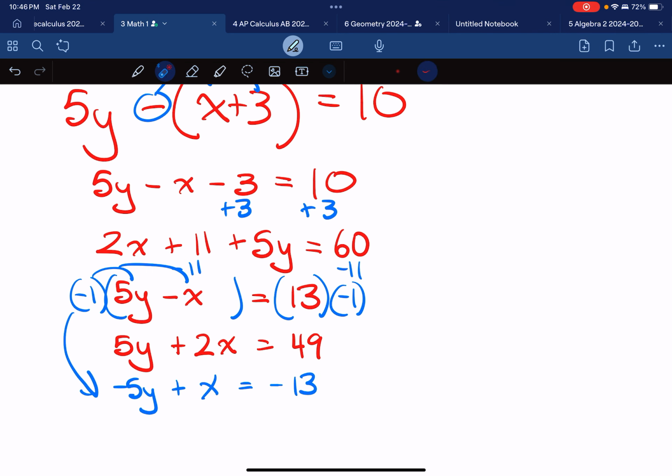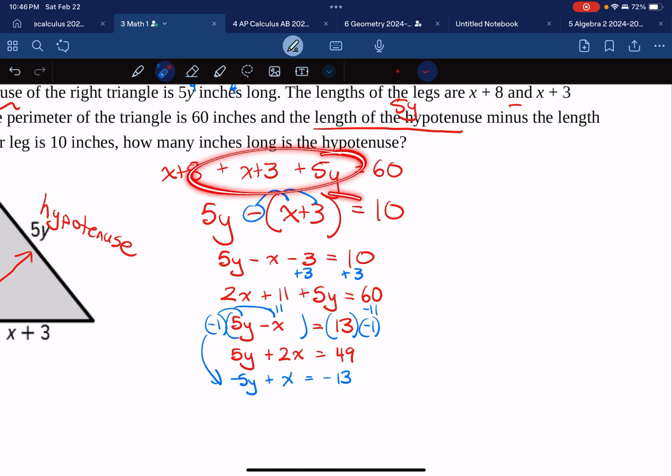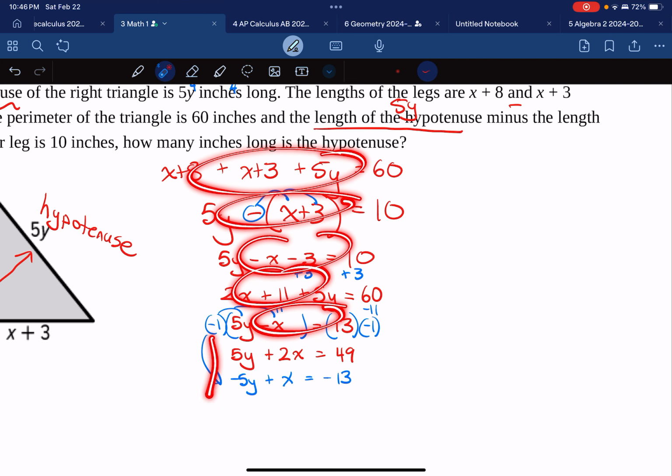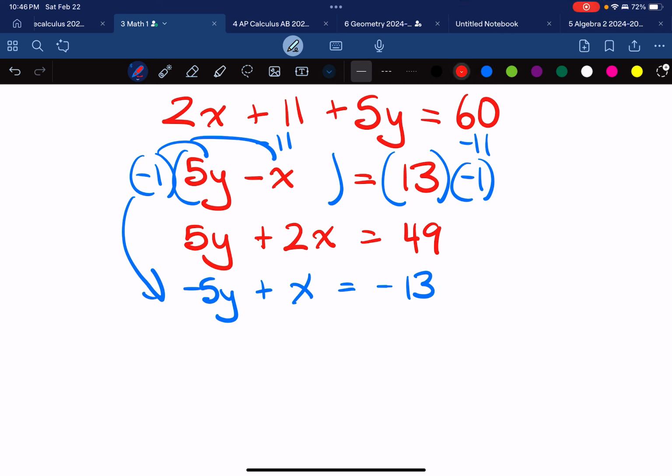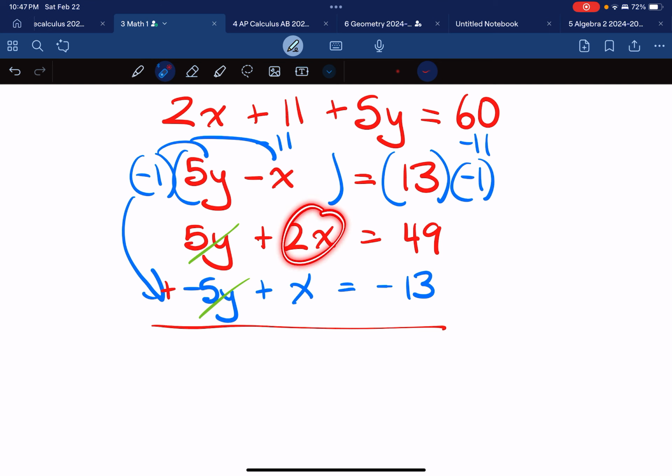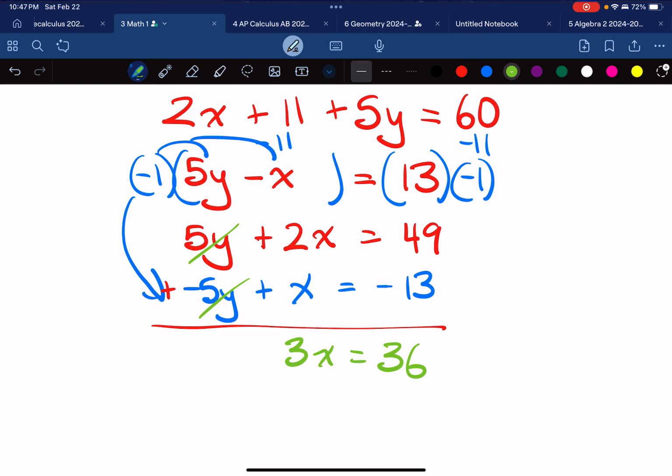Look how many times we've transformed the equation, and finally we get these two equations that are lined up and ready to do elimination. We can go ahead and add these two together, and we can say, okay, 5y minus 5y, those two are gone and gone. Let me use a different color so you can see that they're gone and gone. And then 2x plus x is 3x. And then 49 minus 13, well, 9 minus 3 is 6, 4 minus 1 is 3, so 36. And then from here, divide by 3, and you get x is equal to 12.